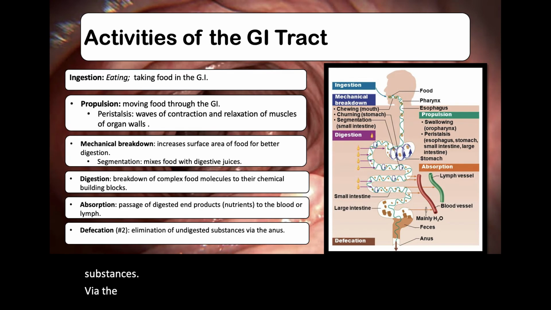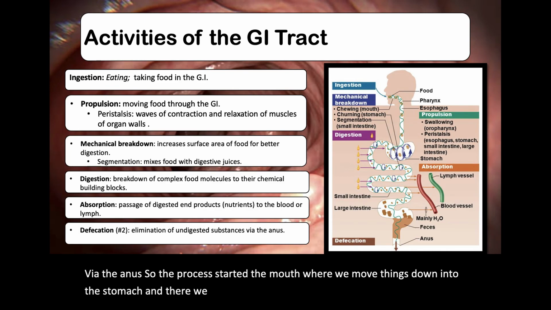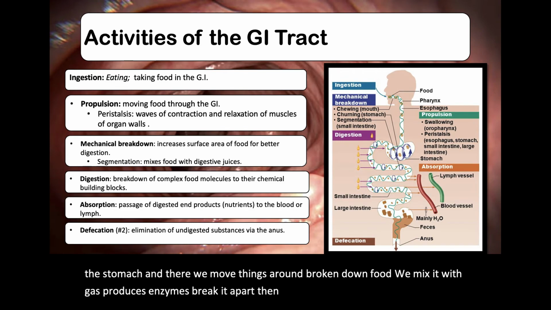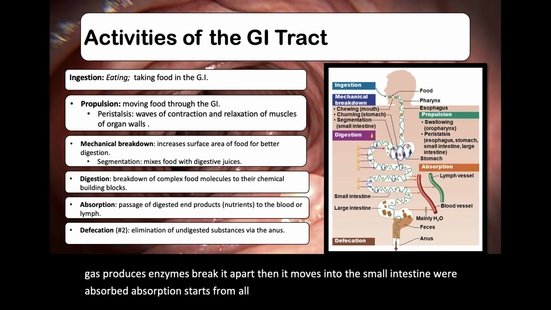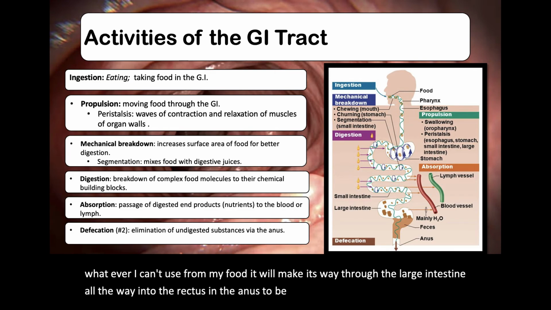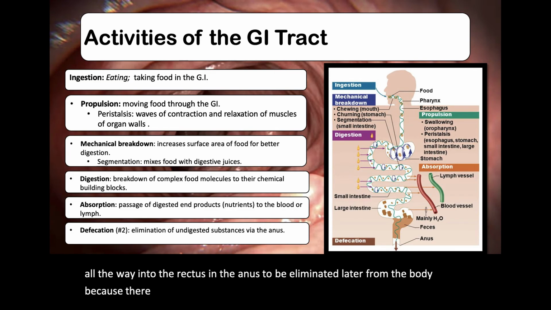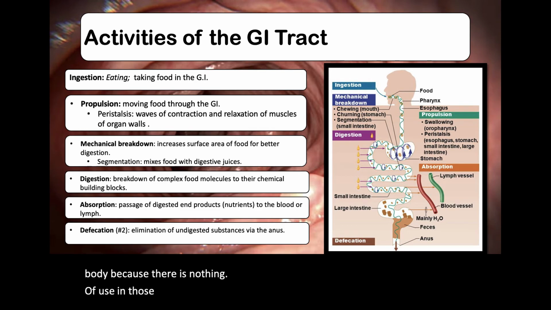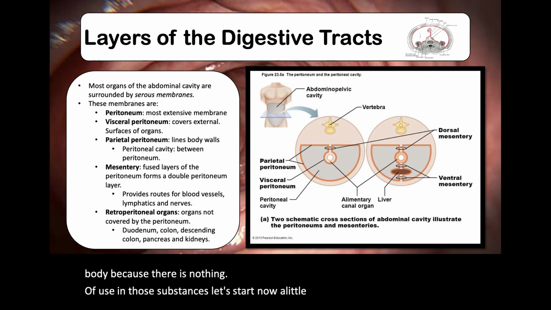So the process starts at the mouth where we move things down into the stomach. In there, we move things around, broken down food, we mix it with gastric juices, enzymes break it apart. Then it moves into the small intestine where absorption actually starts from all of these nutrients that I have. And then finally, whatever I can't use from my food will make its way through the large intestine all the way into the rectum and the anus to be eliminated later from the body because there is nothing of use in those substances.